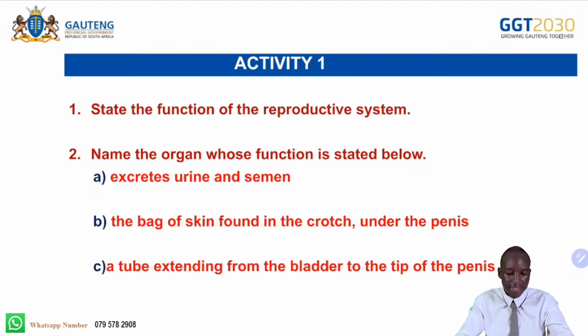Number two says name the organ whose function is stated below. A, the one which excretes urine and semen. B, the bag of skin found in the crotch under the penis. And C, the last one, a tube extending from the bladder to the tip of the penis. So that's activity number one. Like I said, 5 minutes for this activity. Thereafter, we'll get corrections. Let's get started.